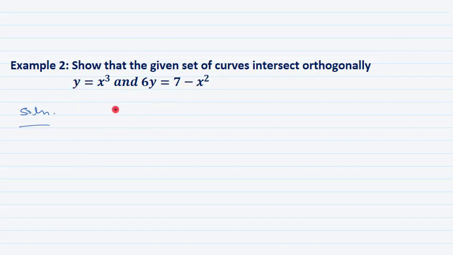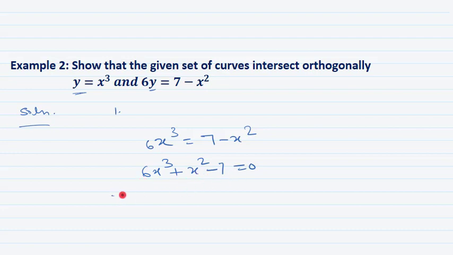To calculate the point of intersection, let us put this value of y over here. So we get 6x cube is equal to 7 minus x square, and from here 6x cube plus x square minus 7 is equal to 0. This is a cubic equation, so one of the roots we will calculate by hit and trial method. Clearly x is equal to 1 will satisfy the equation.